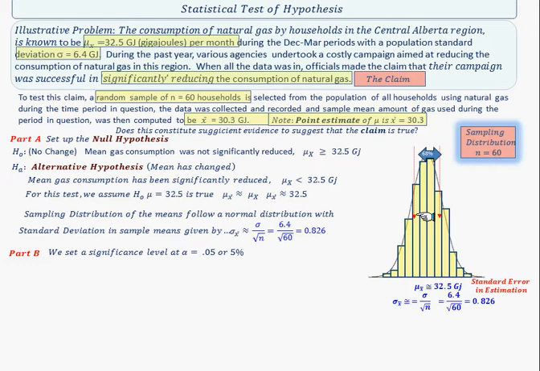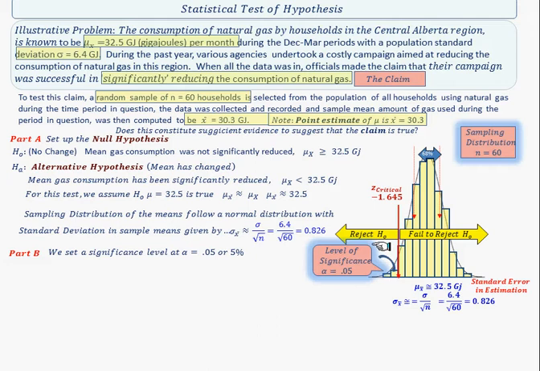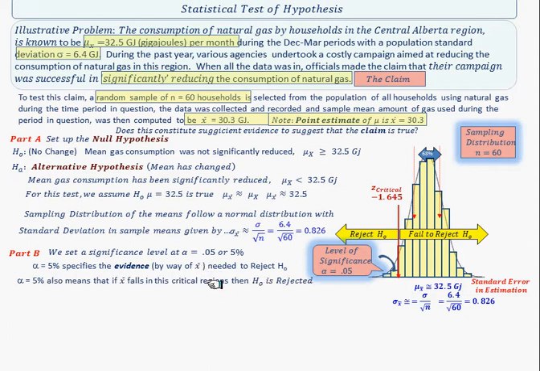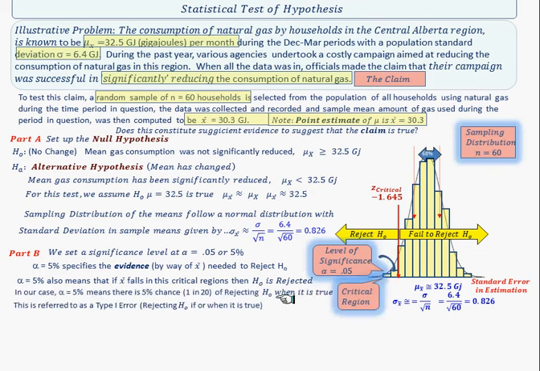Part B, we have to specify now a level of significance of 5%, and this suggests that if our sample mean falls in the left tail here, in a 5% region, with critical value minus 1.645, we're going to reject H naught. If X bar does not fall in this lower tail, we're going to fail to reject H naught. And we want to specify that if X bar falls into this critical region, then H naught is rejected. It's referred to as a type 1 error.